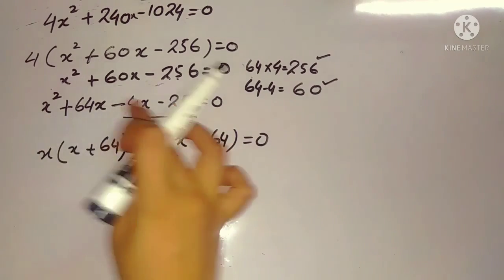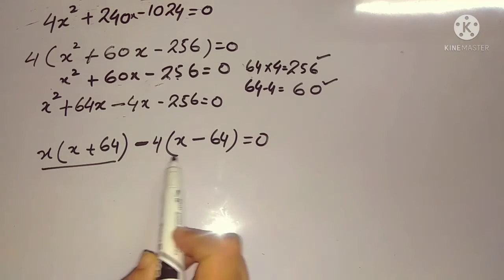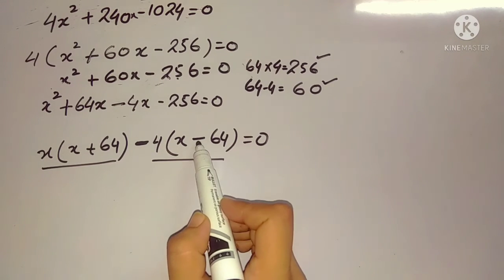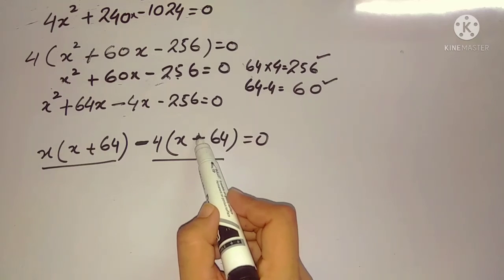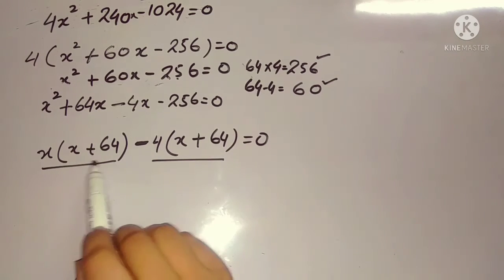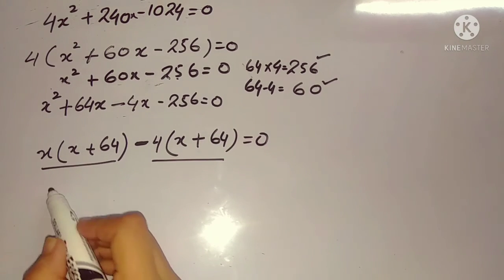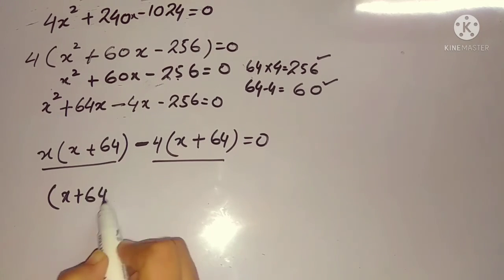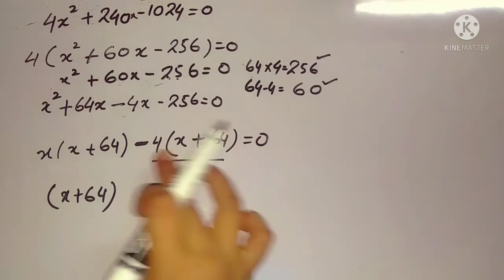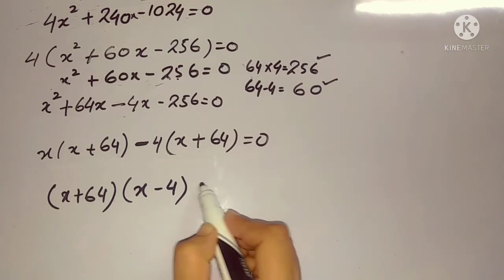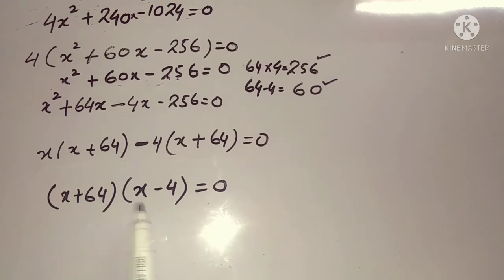Okay, now what's common in these two terms? Remember that you have taken minus common, so the sign inside the bracket will be changed. This is minus, it will become plus. As you can see that x plus 64 is present in both terms, so you can take x plus 64 common. Now what's left inside it? From this term x is left and from this term 4 is left, is equal to 0. Now you can make both terms equal to 0 like this.